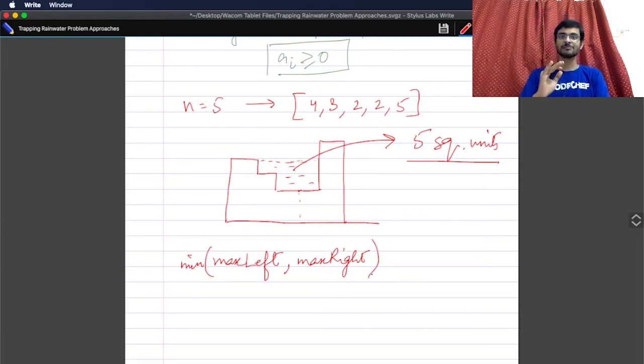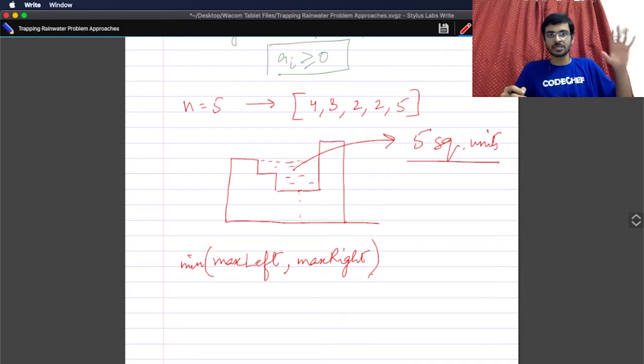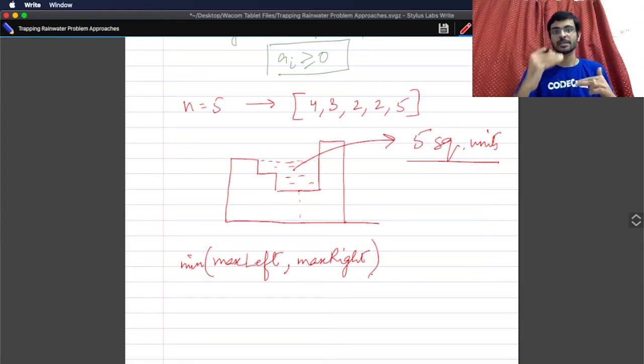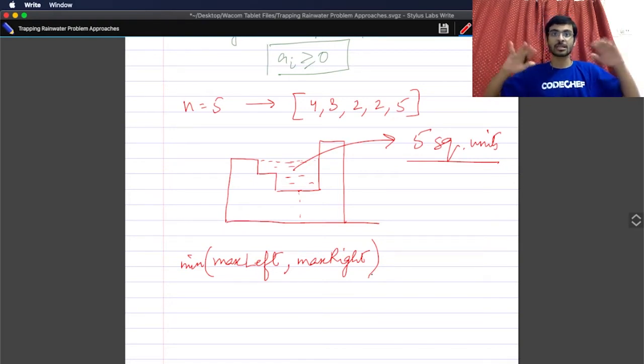So what is max left? Including me, to my left, what is the maximum height of a pillar? Above that, the water will be flowing away, I cannot place it. Max right tells what is the maximum height that my right pillars will allow me. When I take the minimum, I know this is the height that both will allow me to retain, and hence this is the basic thing.